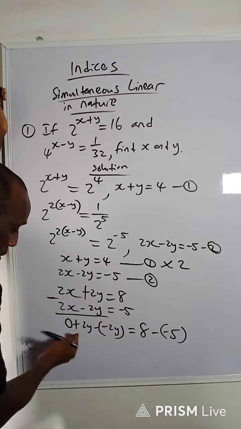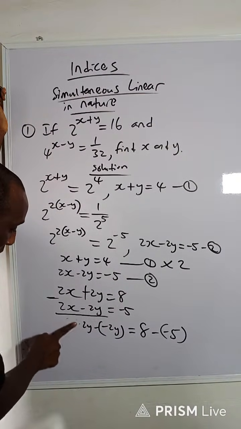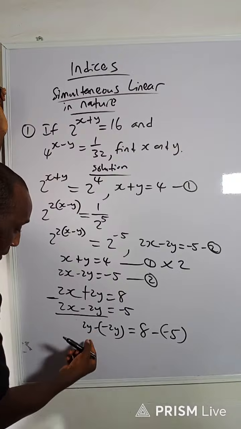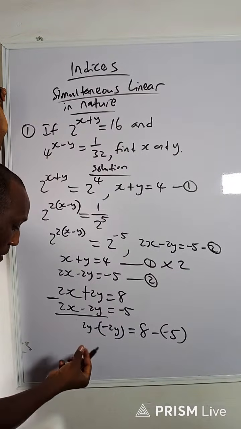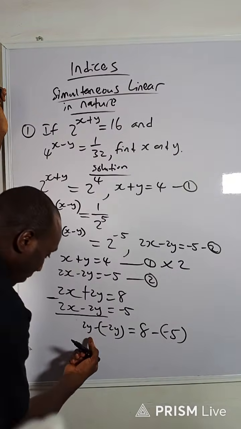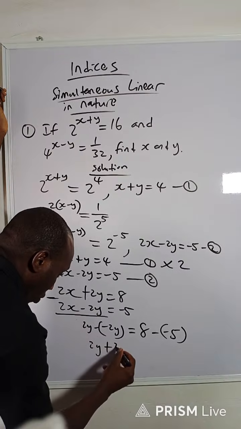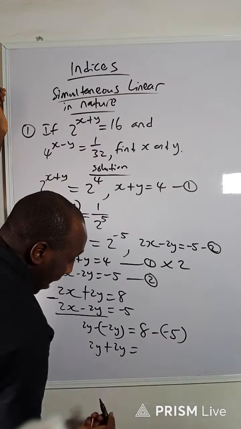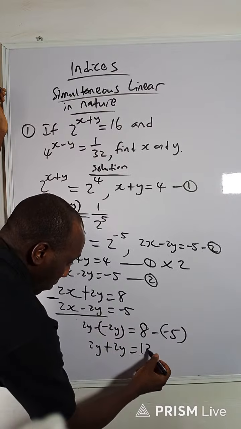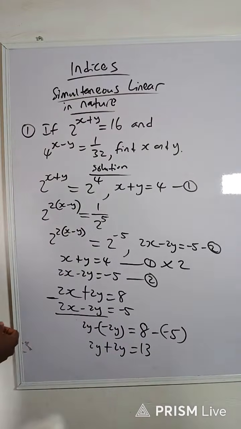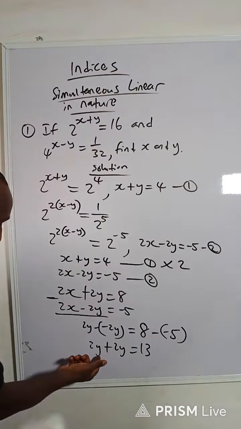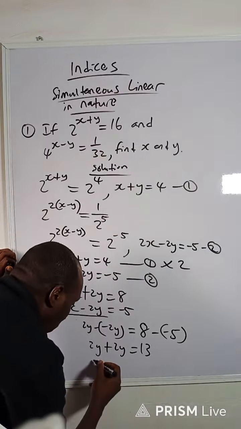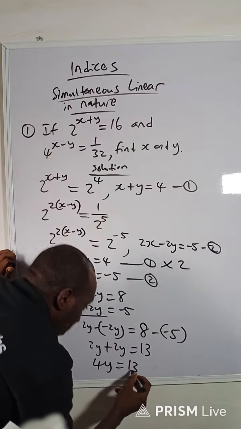And then you have this 0. You can just get rid of this, it doesn't have any effect. Two negative signs change to what? Plus, because minus and minus is plus. So you have 2y plus 2y, which is equal to, again two negative signs, 8 plus 5. What is 8 plus 5? 13. So what do you have? 2y plus 2y is 4y. So 4y is equal to 13.